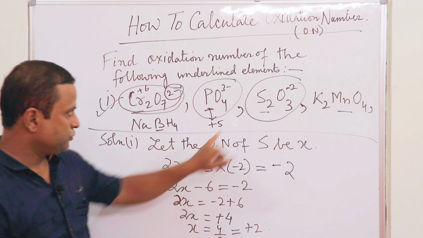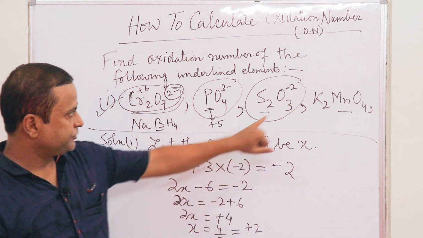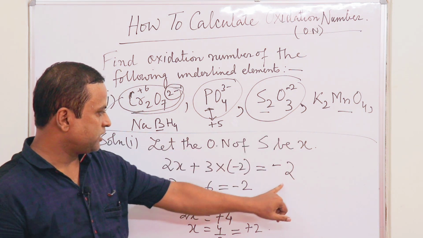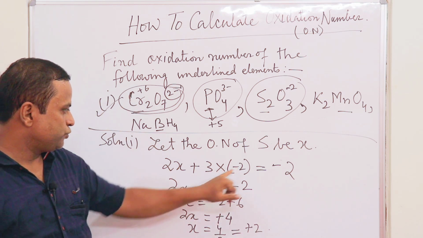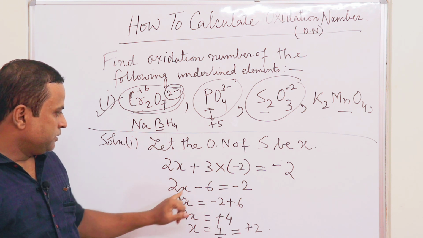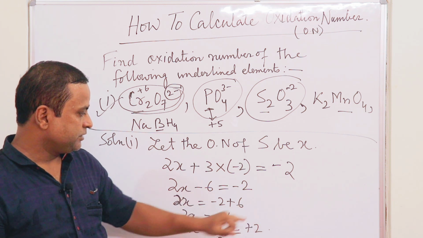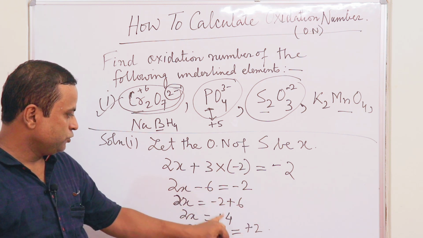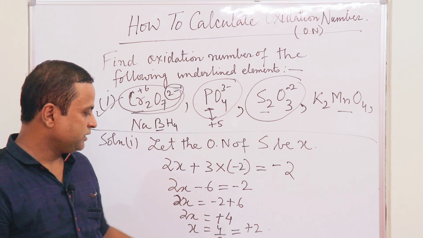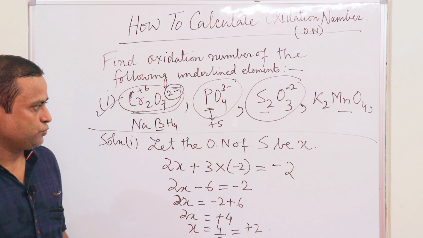Let's check it again. 2x plus 3 times oxygen's -2 equals the -2 charge. So 2x, 3 times -2 is -6, equal to -2. This -6 goes to the right hand side and becomes +6. So 6 - 2 is 4. So 2x = +4. So x = 4/2, so the oxidation number of sulfur is +2.